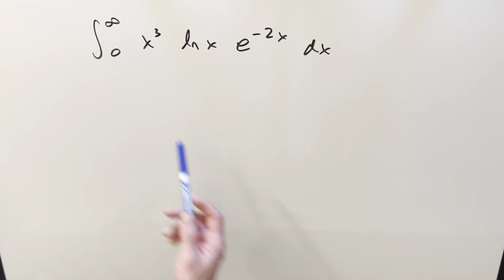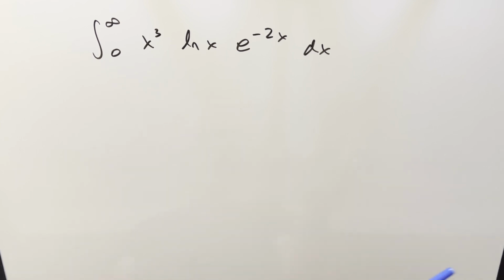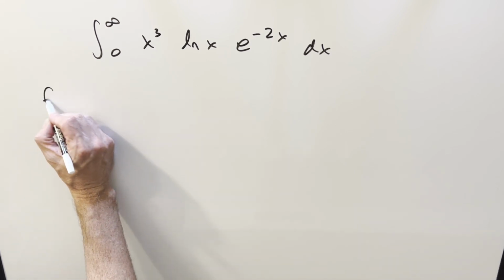Now for this one, we could actually do it by a formula. I don't really want to do it that way, even though that would be much faster. It's just that I want to get into some of the details on how this works. So what I want to do is set up Feynman's Trick on it.